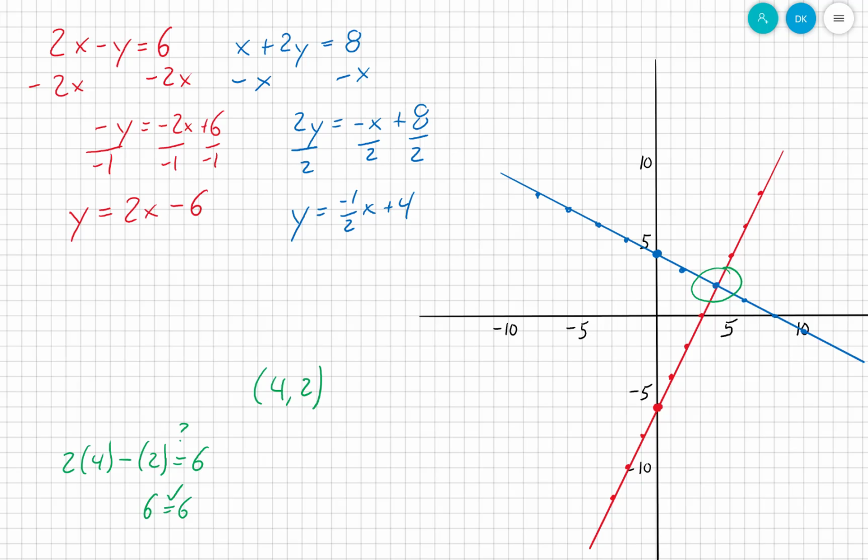Not a solution yet, though. It has to check both equations. So we go into the other equation. We'll have 4 plus 2 times 2. That's supposed to be equal to 8. And 4 plus 4 is 8. 8 is equal to 8. There you go. That's how you solve a system of equations graphically.